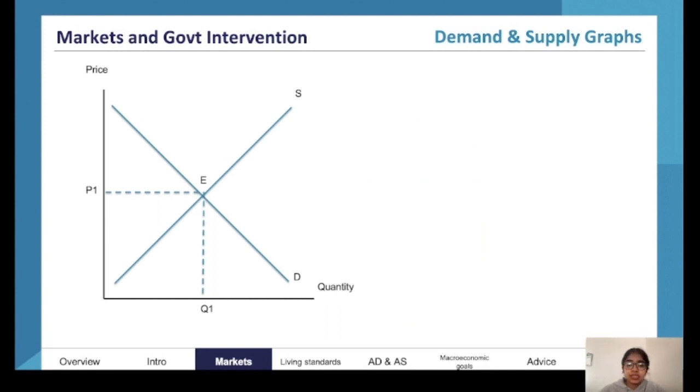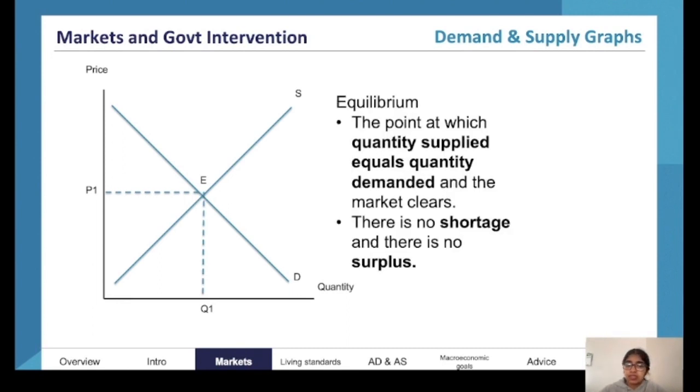Okay, so now let's discuss the markets and government intervention. When we talk about a market, it's pretty much demand and supply working together. Here is an example of a demand and supply curve, and this point labeled E here is called the equilibrium. The equilibrium is the point where the quantity supplied is equal to the quantity demanded, and there's no shortage and no surplus.